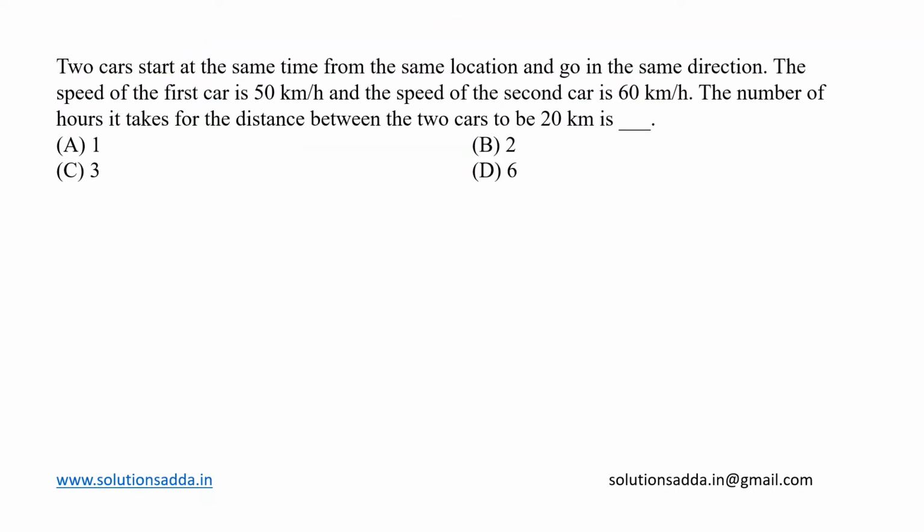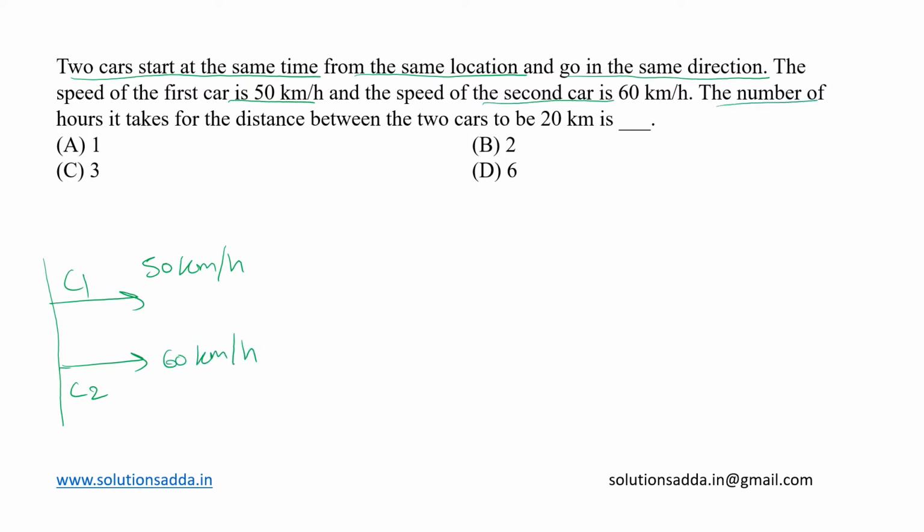This is a general aptitude question. They have said that 2 cars start at the same time from the same location and go in the same direction. So let us assume those 2 cars to be C1 and C2, going in the same direction and starting at the same point. The speed of the first car is 50 km per hour. So the speed of C1 will be 50 km per hour and the speed of the second car is 60 kmph.